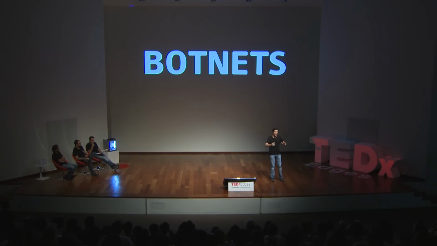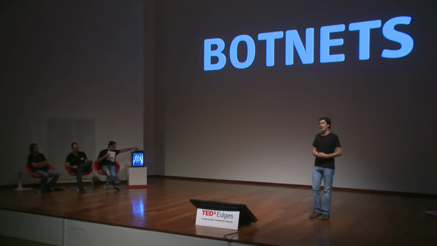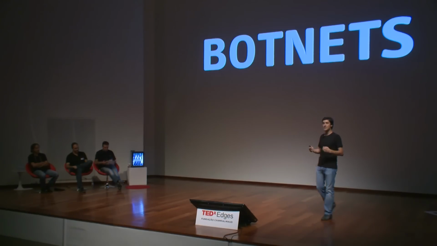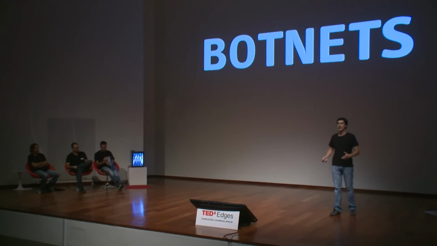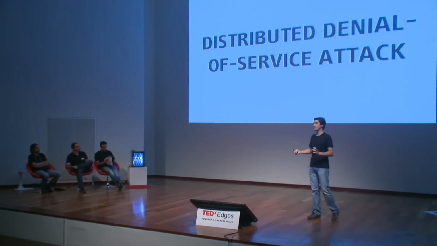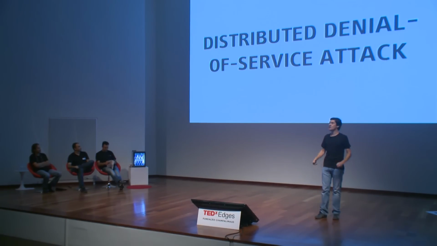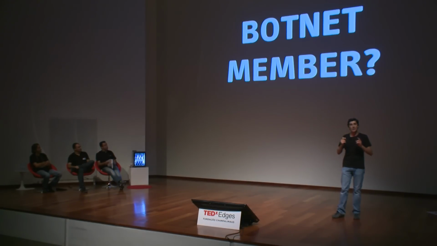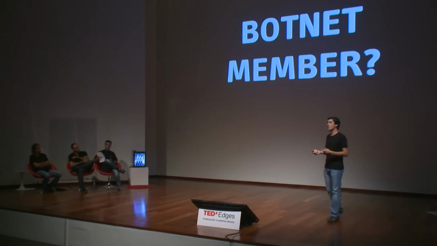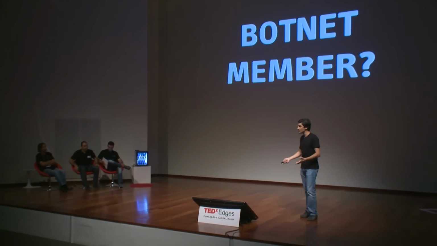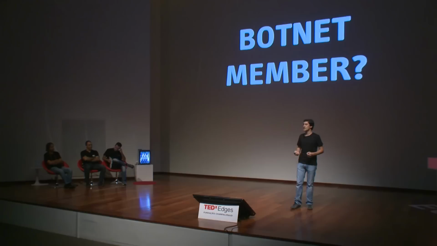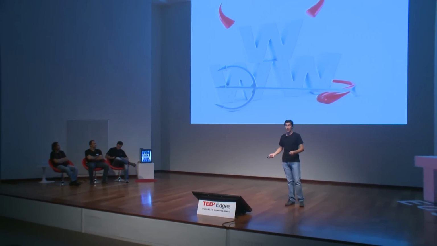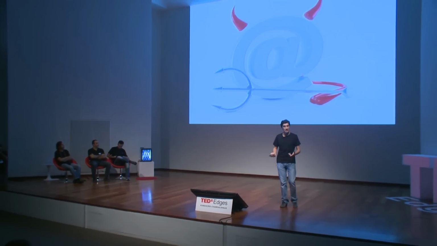Botnets are a group of computers that are remotely controlled by a botnet master. Usually, they don't do nice things with the botnets. They do spam frequently with them, but they also use botnets to do other things, like, for instance, DDoS attacks. This stands for distributed denial of service. It was the type of attack we saw in the WikiLeaks process. Okay? And how do we become a botnet member? We become a botnet member when we install malicious software, and that can happen, for instance, when we access a compromised website or when we open a message in an email.